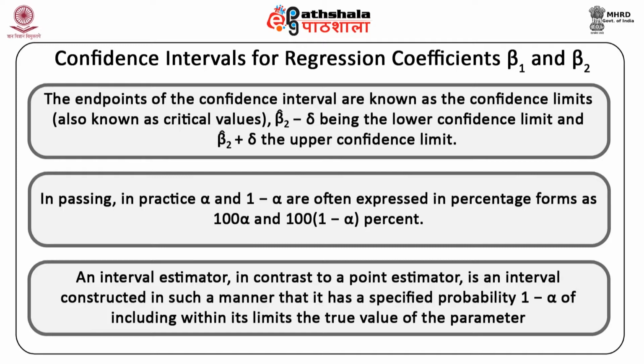Slide 9. If alpha is equal to 0.05 or 5%, we would read the probability that the random interval shown there includes the true beta 2 is 0.95 or 95%. The interval estimator thus gives a range of values within which the true beta 2 may lie.